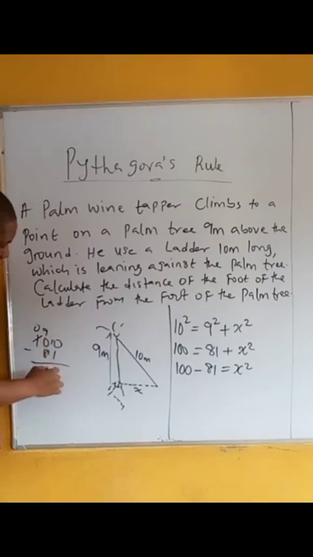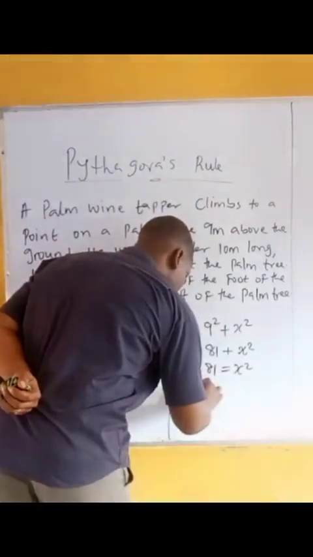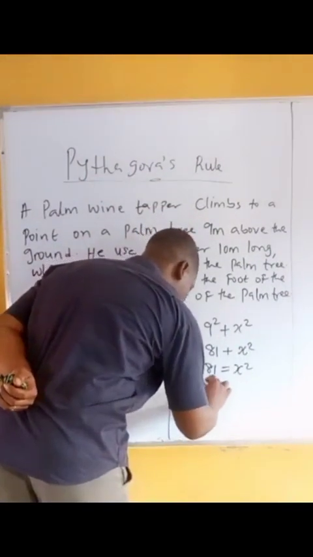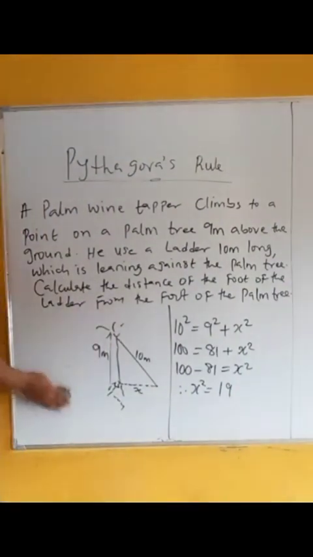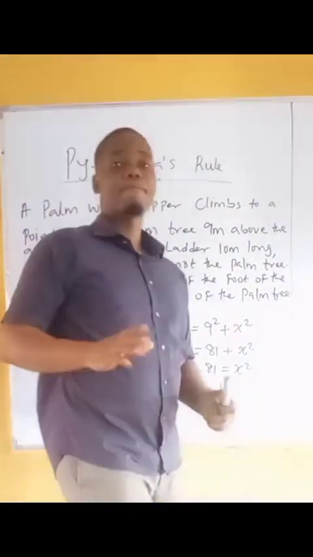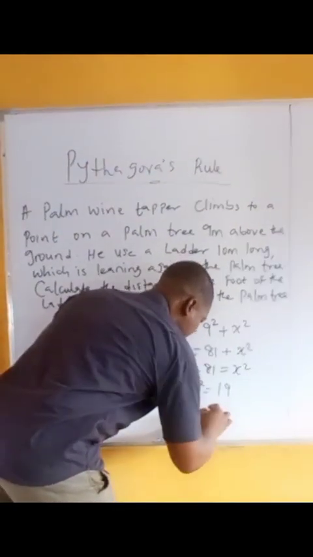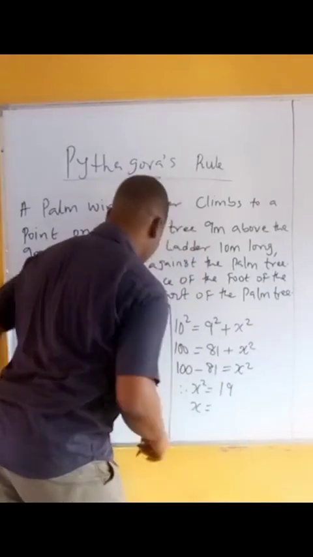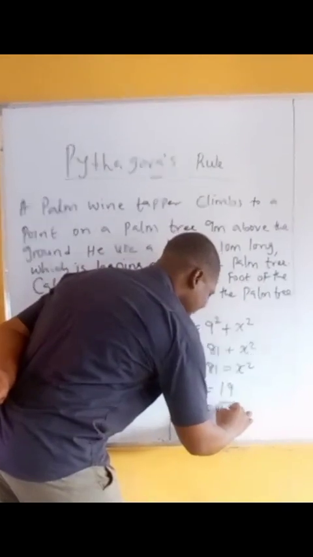10 minus 1 is 9. 9 minus 1 is what? Is 1. So I'm going to have it here to be, okay, let me say therefore x squared is equal to 19. Okay, why I pick this question is something like this. If I take the square root here, this will give me the square root of 19.